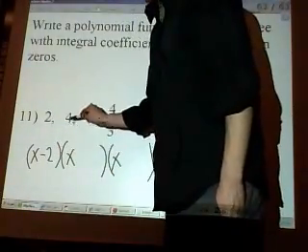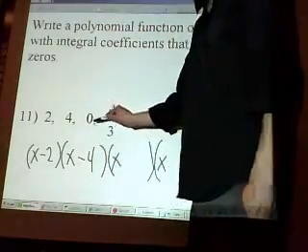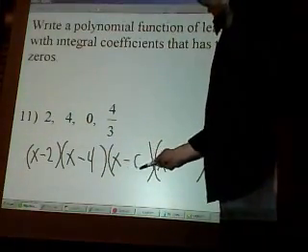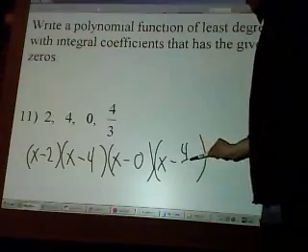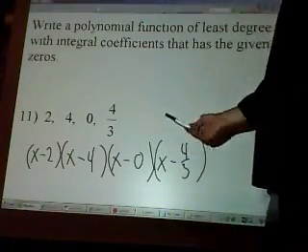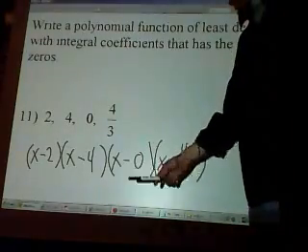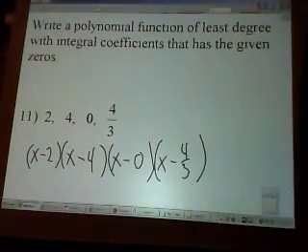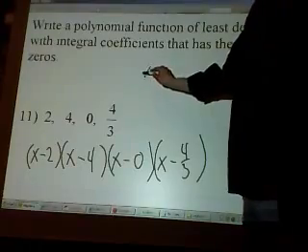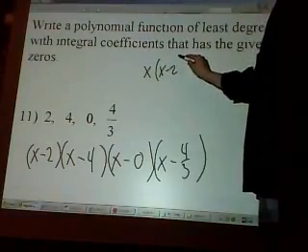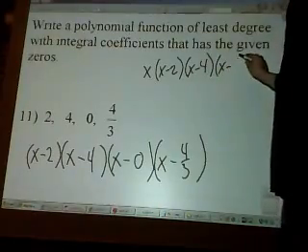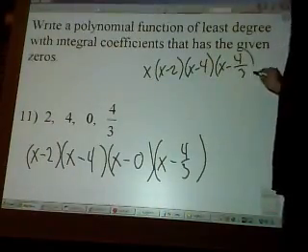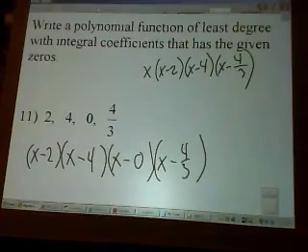So we change the positive 2 to a minus 2. We change that 4 to a minus 4. We change the 0, well, to a minus 0, but that doesn't really do anything, does it? And then we change it to a minus 4/3. All right? So the only thing that we could simplify more is x minus 0. What's x minus 0? It's just x, right? So I could write this as x times x minus 2 times x minus 4 times x minus 4/3. All right, and that's the way that this problem goes.